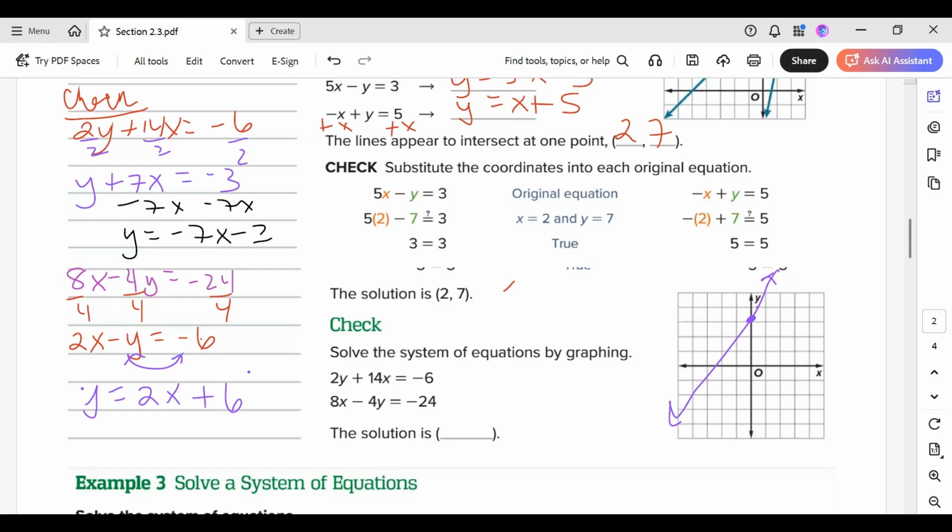The second graph, our first one that we had, says it started at negative 3.